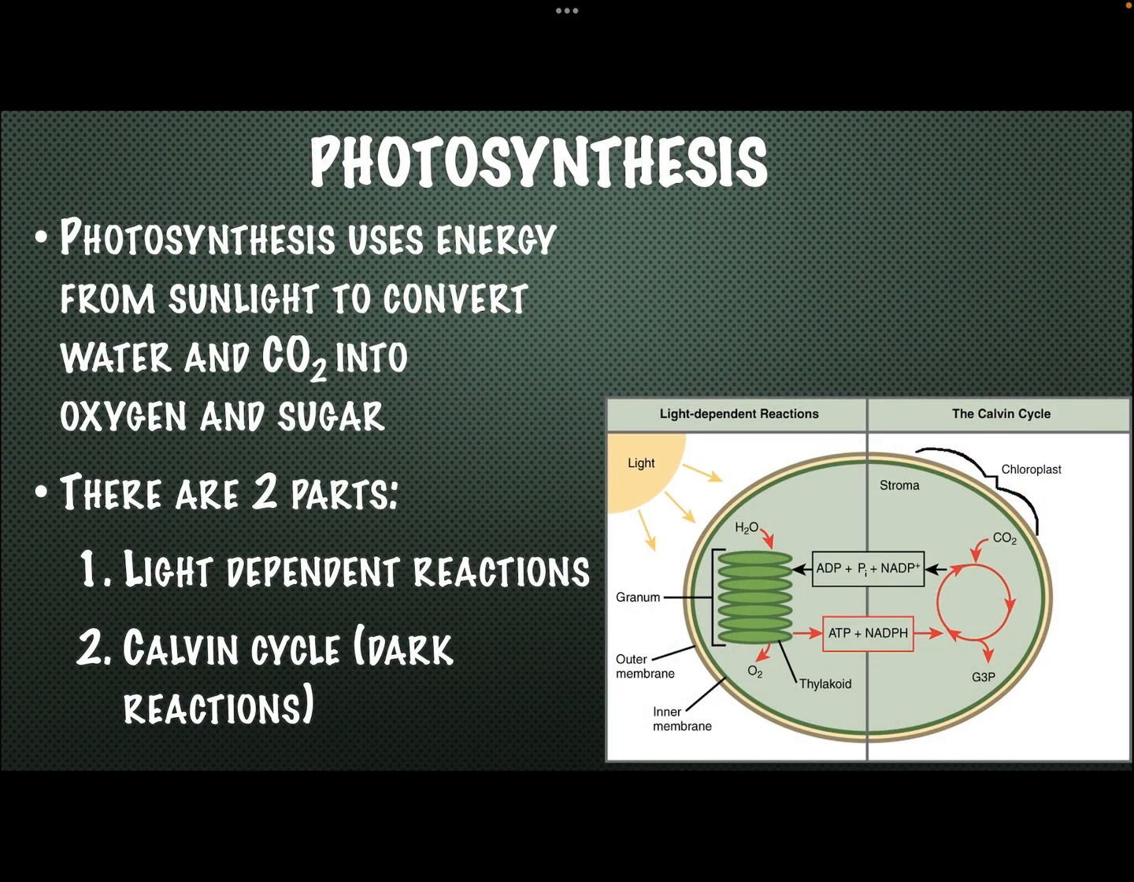Photosynthesis uses energy from the sun to convert water and CO2 into oxygen and sugar. Again, remember that the sugar that we are discussing is glucose. There are 2 parts to photosynthesis. There are light-dependent reactions, and then the Calvin cycle, which are our dark reactions.